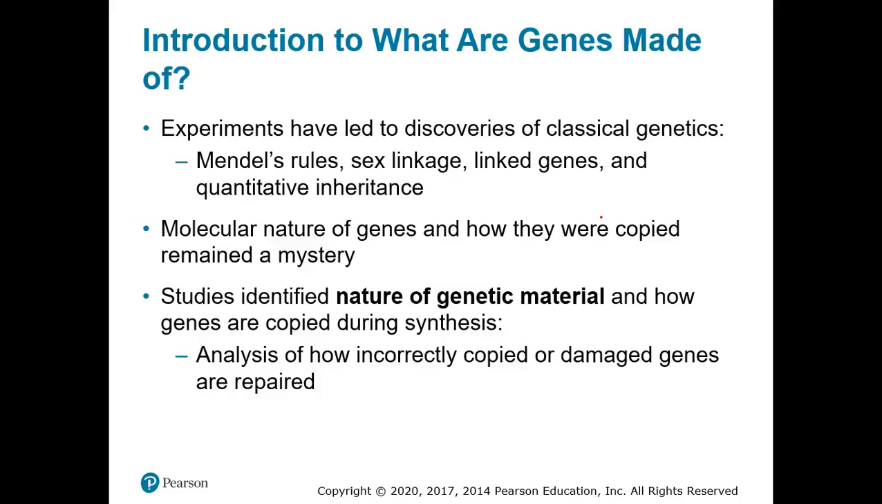So, everything that we've talked about so far, classical genetics, Mendel's rules, sex linkage, all that fun stuff, right? We discovered all of that without really understanding the molecular nature of genes. We didn't know how genes were copied. We knew how they were passed on. We knew the ratios. We knew all that stuff, but we didn't understand how we actually make a copy of our genetic material. And that's where all of the studies turn to focus on the nature of genetic material. So how are genes copied? And when genes are copied and things go wrong, how is that repaired? How do we fix those mistakes?